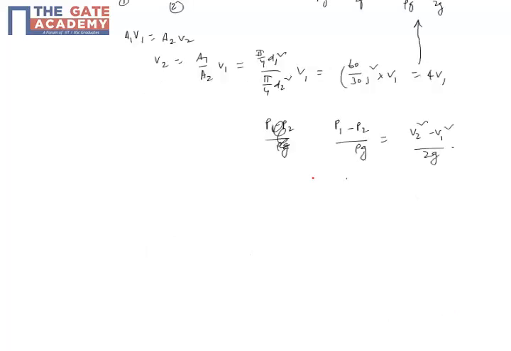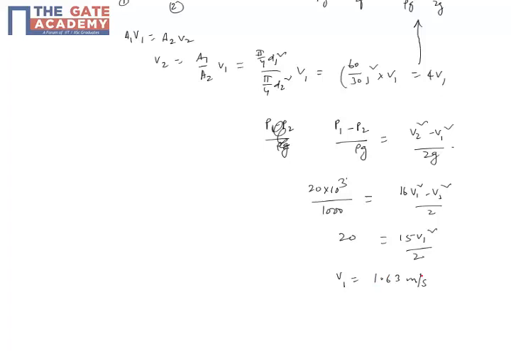Now g's get cancelled. The pressure difference is 20 kPa, so 20 into 10 power 3, and density is 1000. V2 is 4 V1, so V2 square is 16 V1 square, minus V1 square, by 2. So this is 15 V1 square by 2 and this is 20. So V1, if I calculate from this, 40 by 15, comes out to 1.63 meters per second.